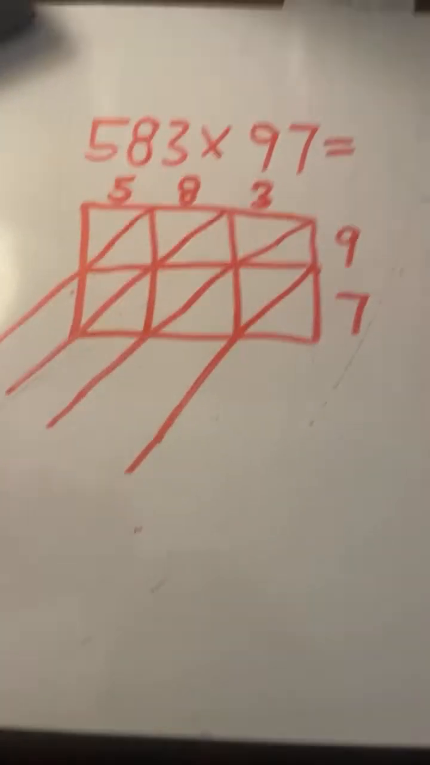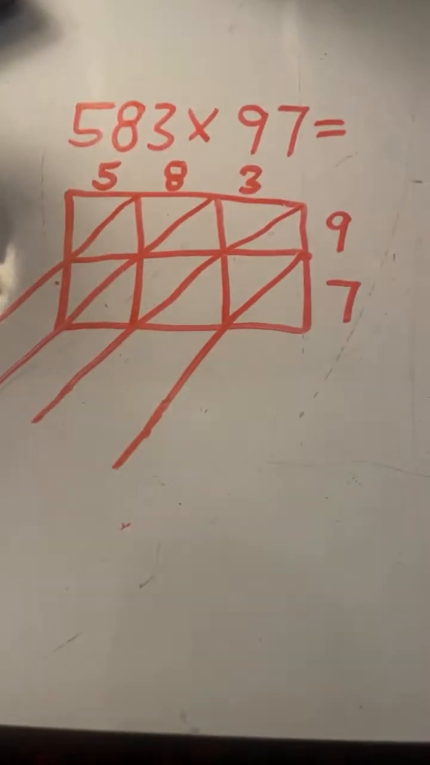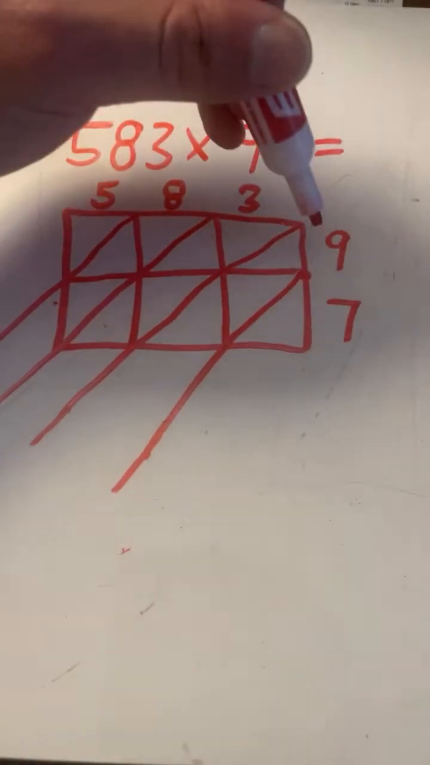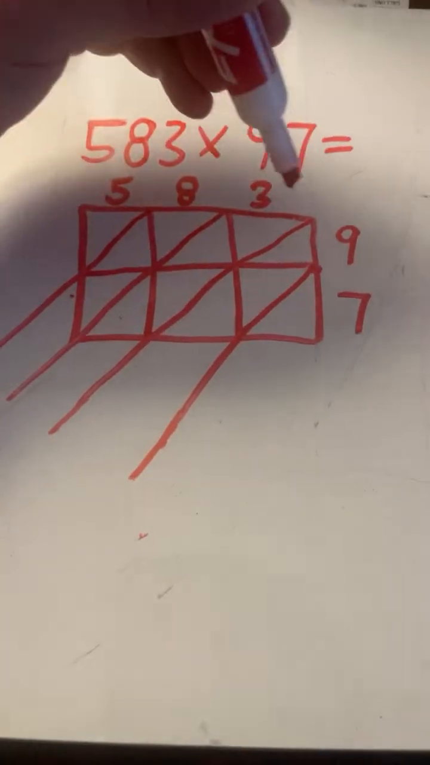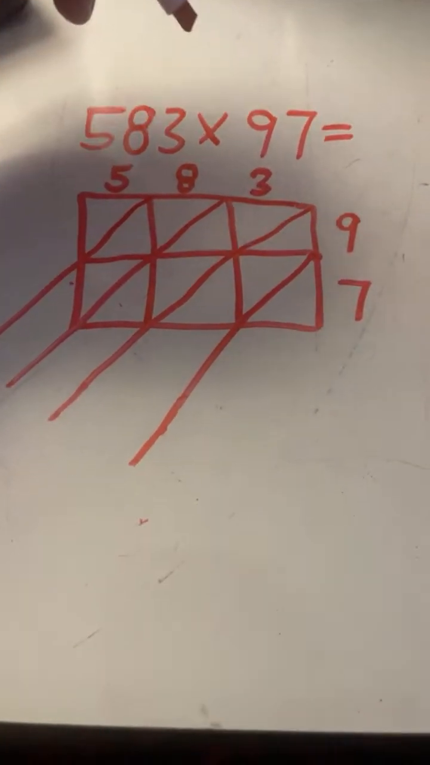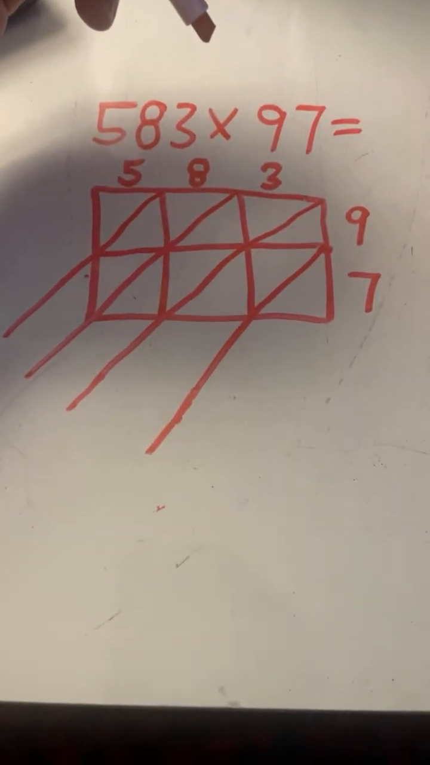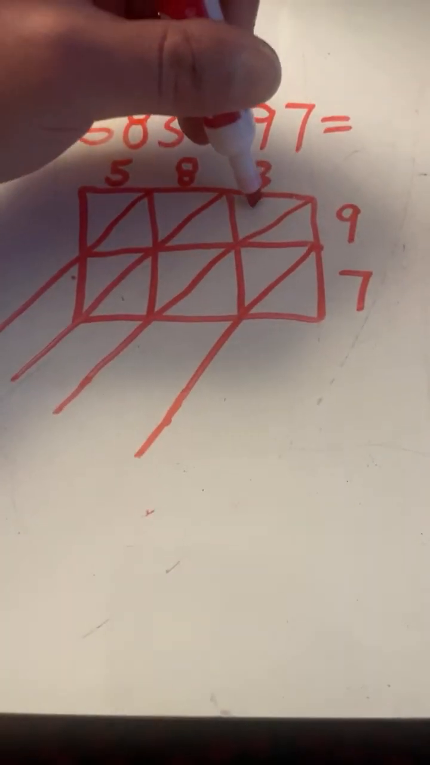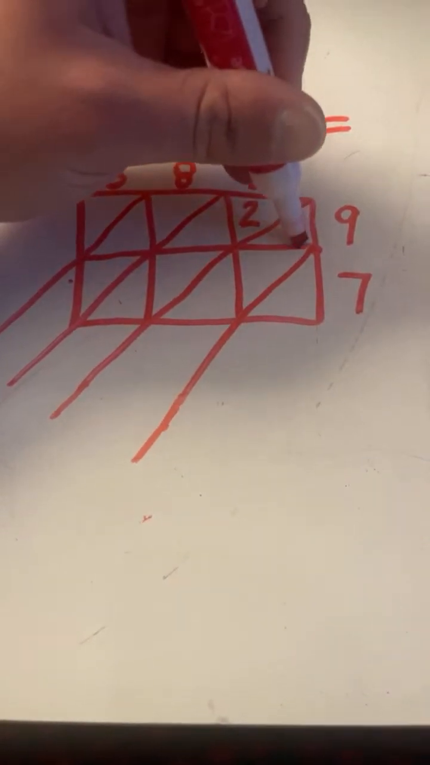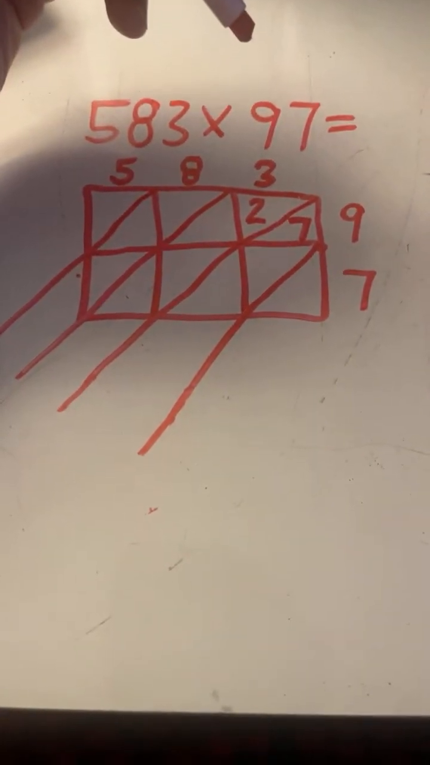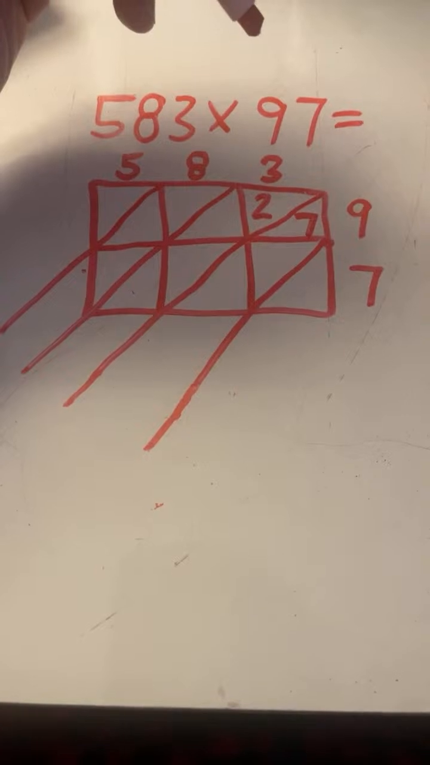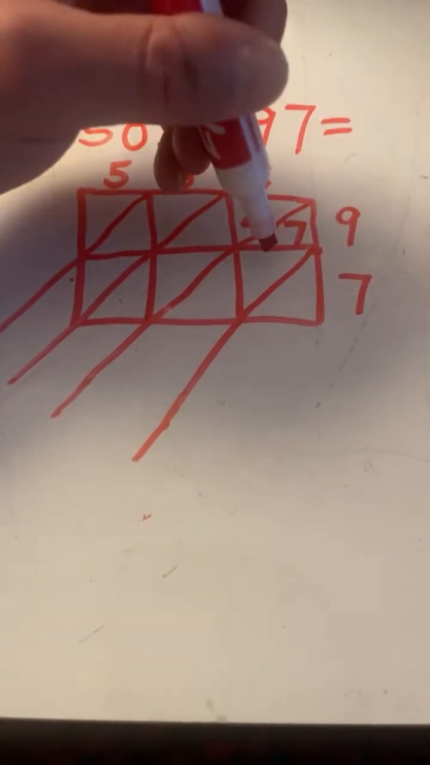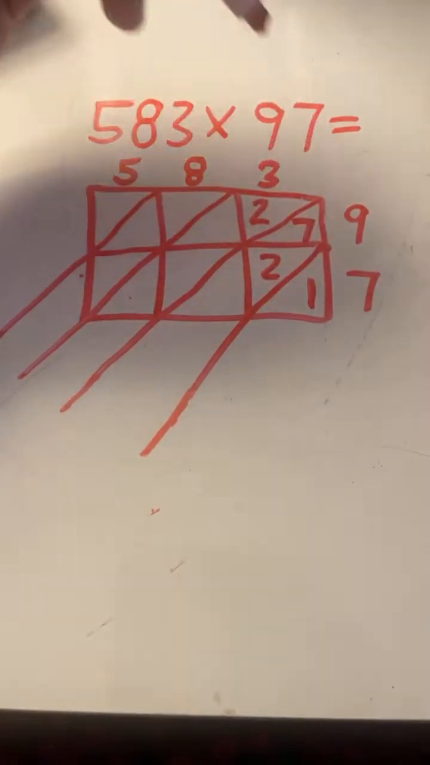All right, now we get to start multiplying. So first we're going to multiply 3 times 9. And the answer to 3 times 9 goes in this square here. And each digit goes in a separate triangle. So 3 times 9 equals 27, so we're going to put 2 and a 7. Three times 7 equals 21, so we're going to put 2 and 1 in the bottom triangle.